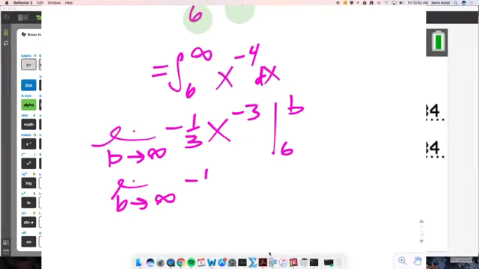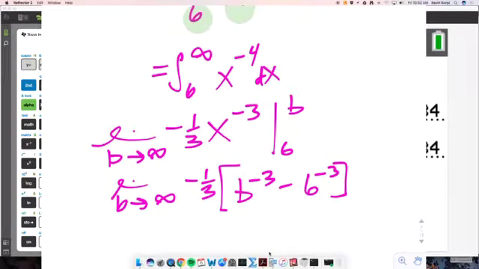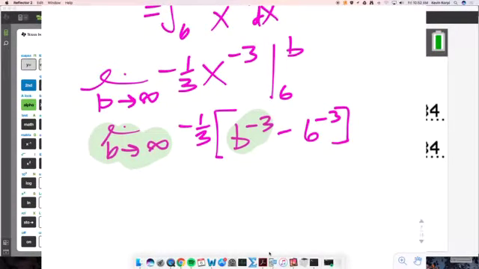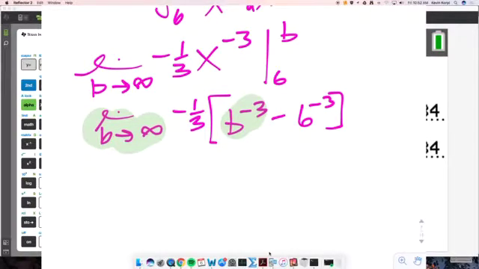So it's a little bit more writing, but hopefully you get used to it. You get b to the negative third minus 6 to the negative third. And now you can evaluate it. What happens to b to the negative third as b goes to infinity? It goes to 0, because it's 1 over b cubed. So if that goes to 0, we're left with negative 1/3 and then minus 1 over 6 to the third.